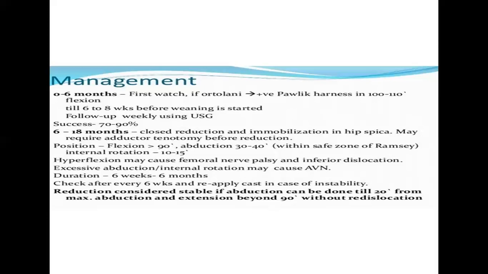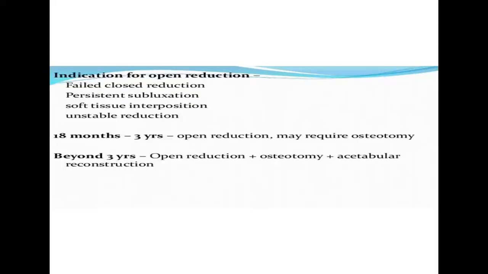Duration: 6 weeks to 6 months. Check after every 6 weeks and reapply the cast in case of instability. Reduction is considered stable if abduction can be done to 20° from maximum abduction, and flexion beyond 90° is possible without redislocation. Indications for open reduction: failed closed reduction, persistent subluxation, soft tissue interposition, unstable reduction.